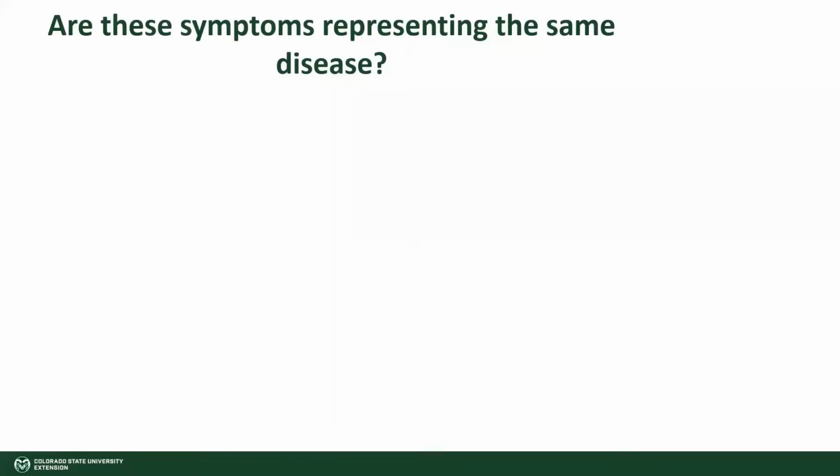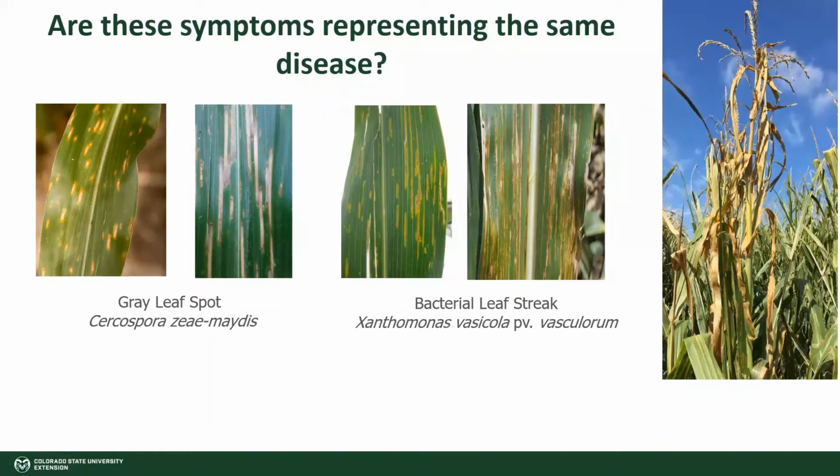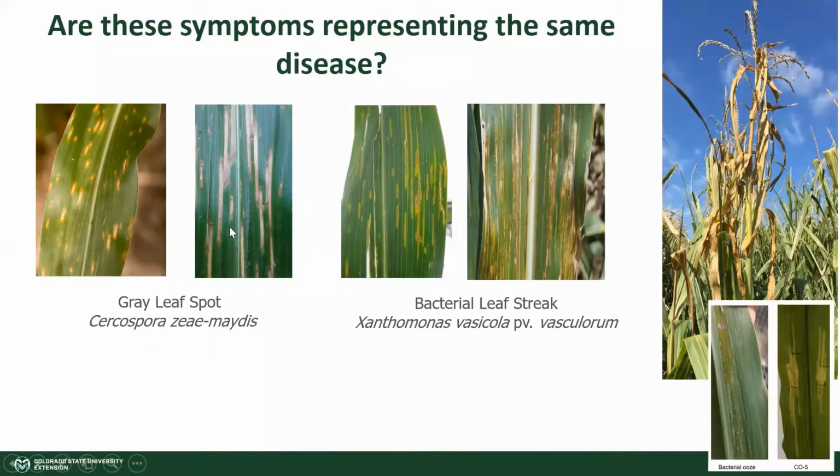So I'm first going to ask if these symptoms are representing the same disease. At first, if you just see these pictures, you might say, oh yes, maybe it is representing the same disease, or maybe not. But the reality is that these two represent two different diseases. These two pictures represent one disease called gray leaf spot, caused by a fungus, Cercospora zeae-maydis. And these two other pictures represent bacterial leaf streak, which is caused by Xanthomonas vasicola pv. vasculorum.